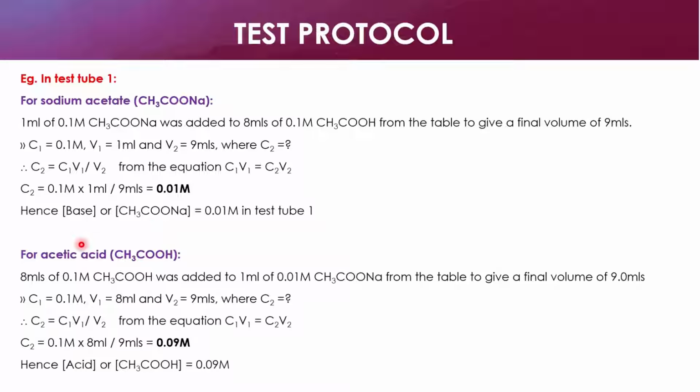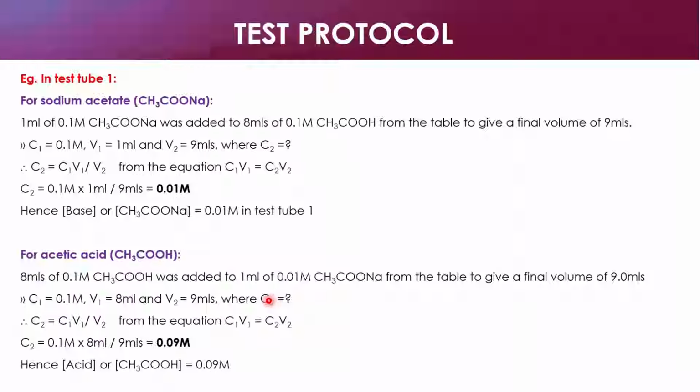So let's do it for the acetic acid in test tube 1. From the table, we know 8 ml of 0.1 molar acetic acid was added to 1 ml of 0.01 molar sodium acetate to give a final volume of 9 ml. So it implies that our C1 is 0.1 molar, V1 is 8 ml, and V2 is 9 ml, where our C2 is to be determined.